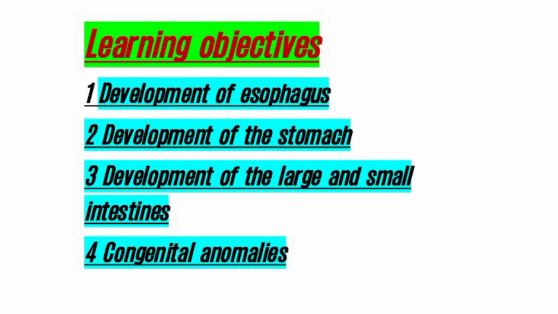The first objective is the esophagus. Second is the stomach. Third, the large and small intestine, and finally we conclude with the congenital anomalies of each. Now, introduction.